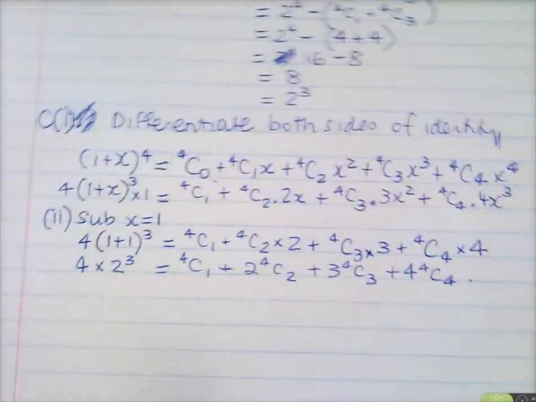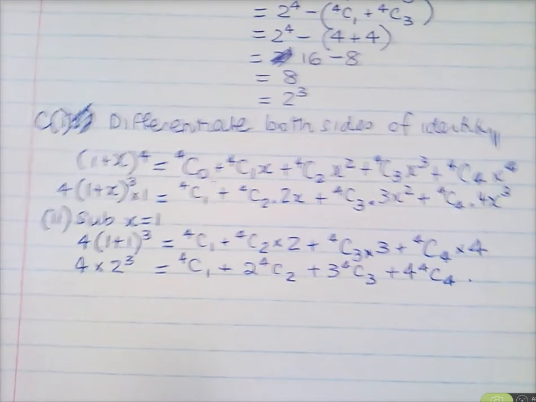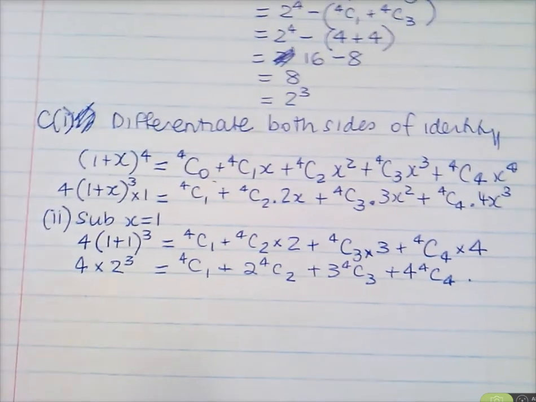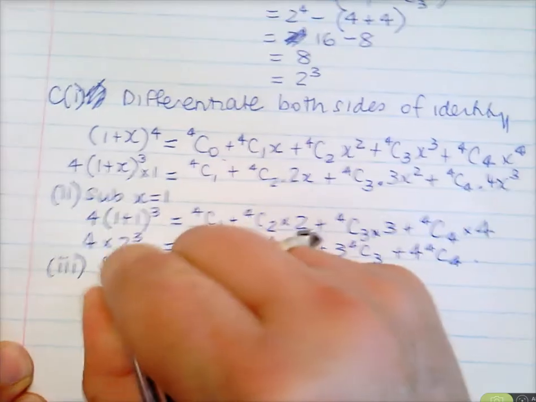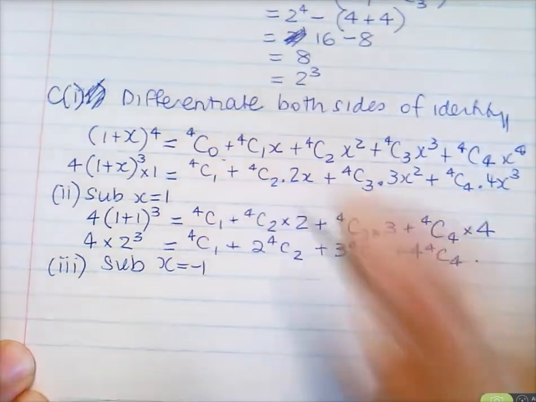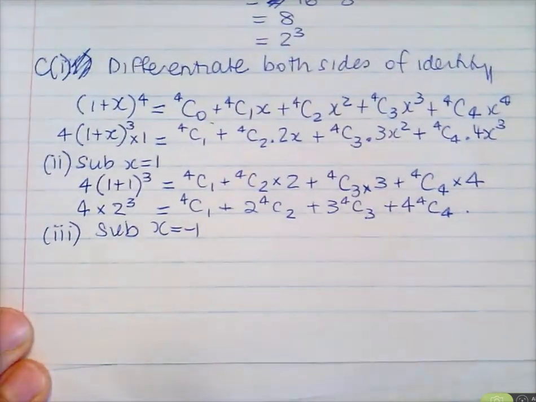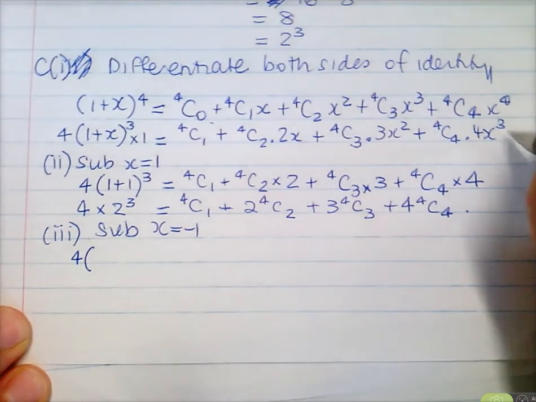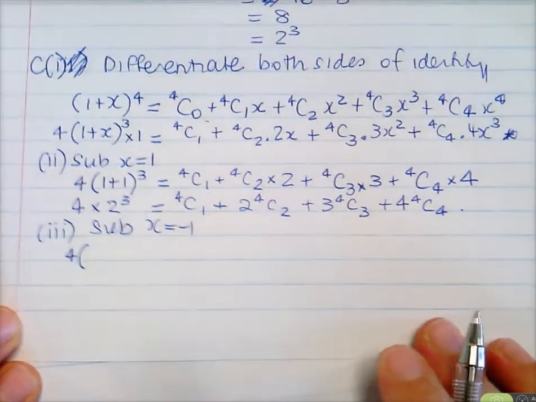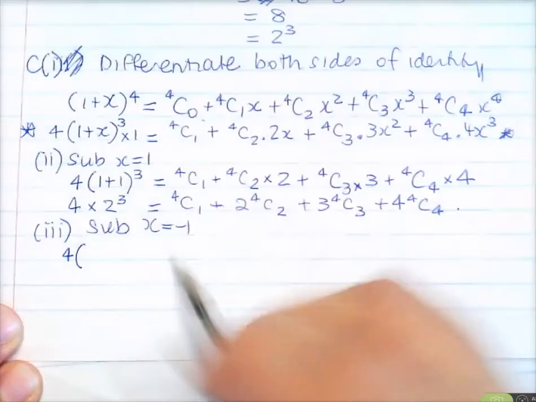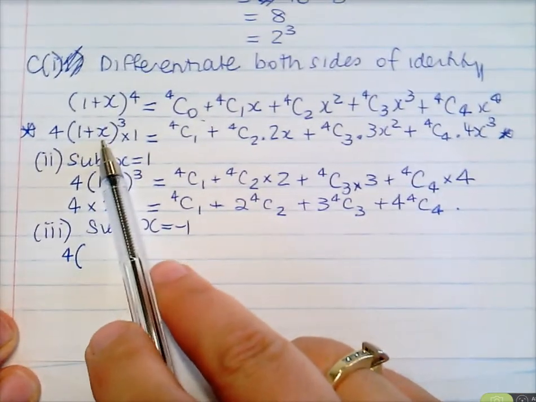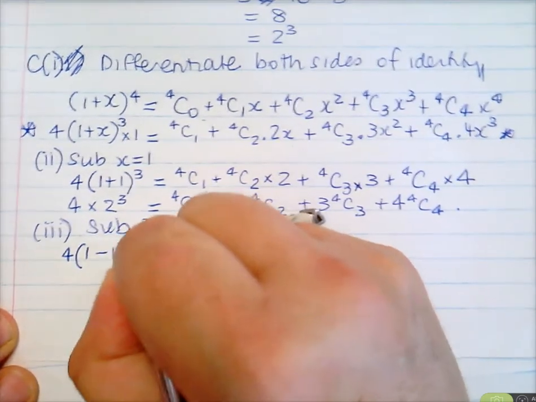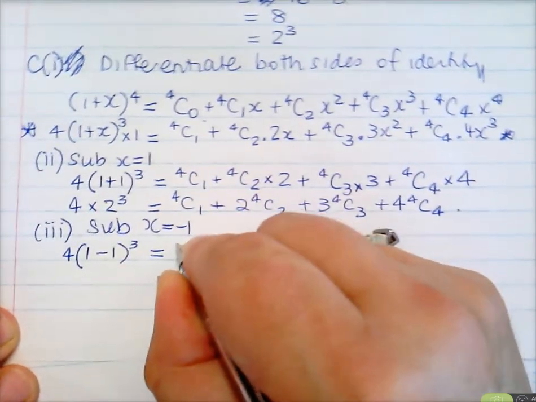We've proven that result. Girls, these are the easier types of these. They're very guided. All you'll be doing is substituting x is negative 1 into that differentiated expression. What do you get? 4 times 1 minus 1 cubed equals, do you know what I'm doing?